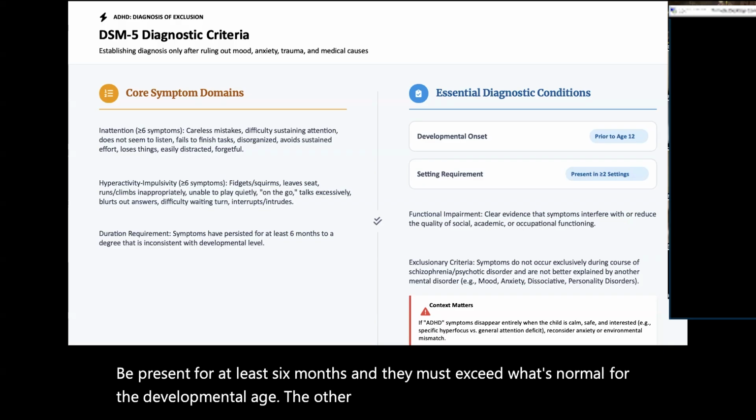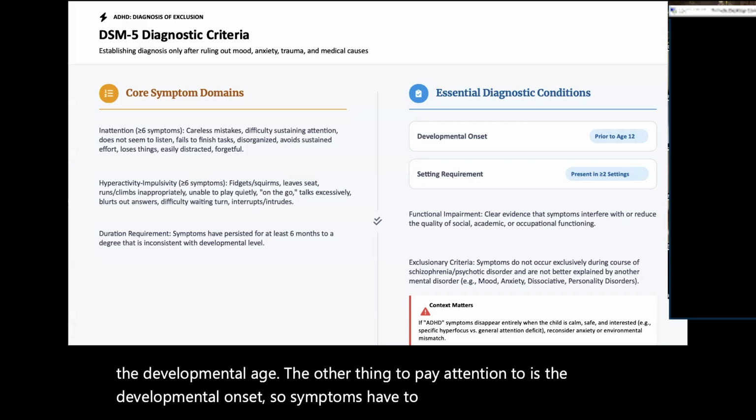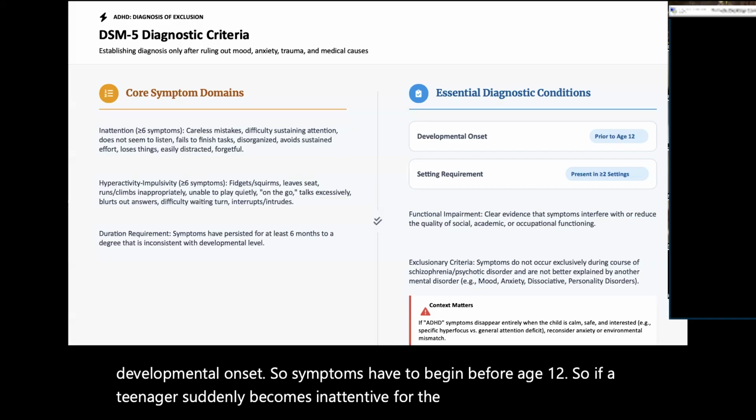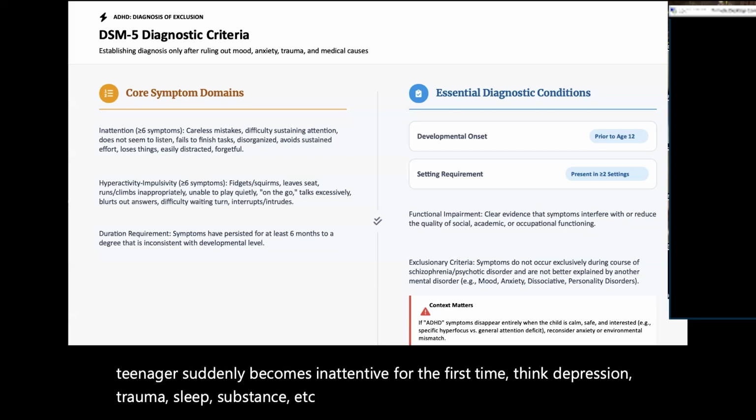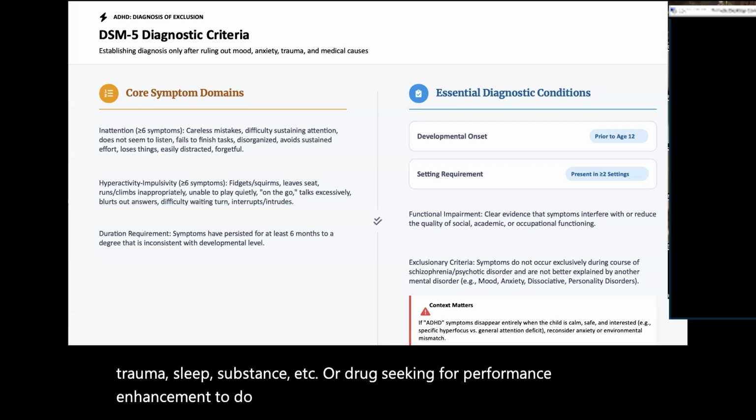The other thing to pay attention to is the developmental onset. So symptoms have to begin before age 12. So if a teenager suddenly becomes inattentive for the first time, think depression, trauma, sleep, substance, etc., or drug seeking for performance enhancement to do better on a test.